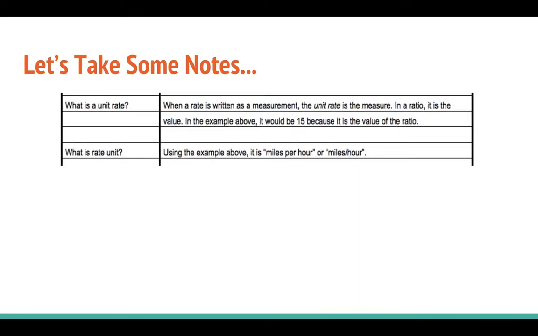Continuing on, I told you that there's a difference between unit rate and rate unit. So what is a unit rate? When a rate is written as a measurement, the unit rate is the measure. In a ratio, it is the value. In the example above, the 15 miles per hour, it would be 15, because that is the value of the ratio. That's the number given in your ratio. The rate unit, using the example above, is miles per hour. That's what's telling us what we're measuring.